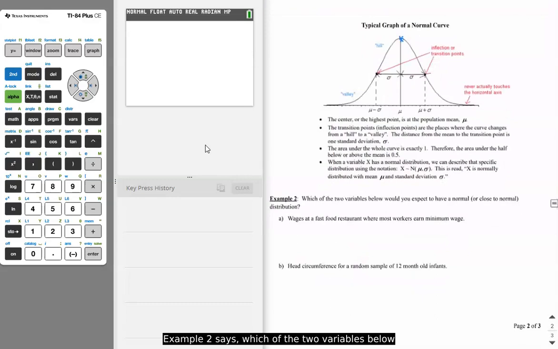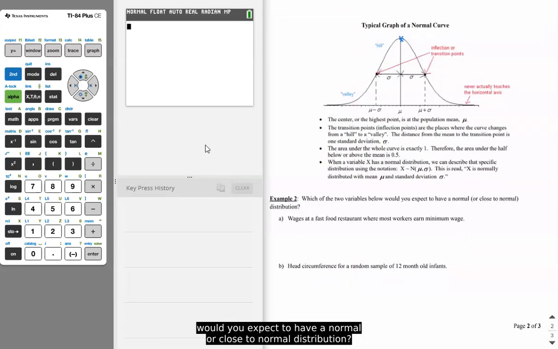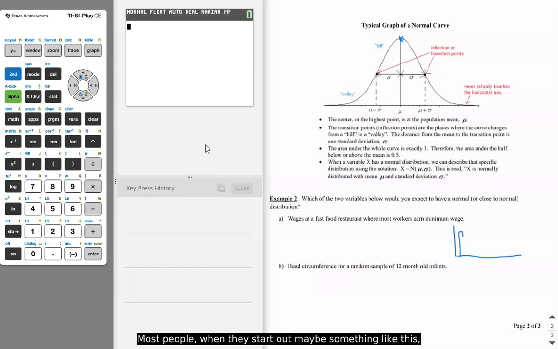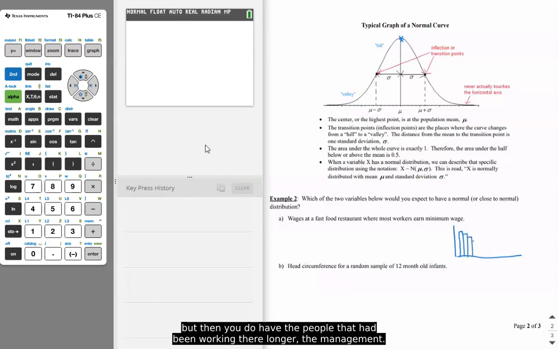Example 2 says, which of the 2 variables below would you expect to have a normal or close to normal distribution? So if I think of wages at a fast food restaurant where most workers earn minimum wage, we can think of drawing a histogram. Here's my histogram. It says most earn the minimum wage. So most people, when they start out, are sort of maybe something like this. But then you do have the people that have been working there longer, the management. Those people are definitely going to make more. So there's maybe some gap here.